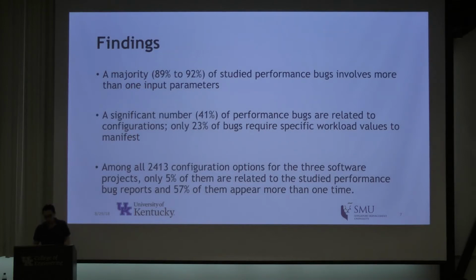So through our study, we have found that the majority of the studied performance bugs involve more than one input parameter. Roughly half of the performance bugs are related to configuration options, and only a quarter of those bugs require specific workload values to manifest. Of all the 2,000 configuration bugs, only a small portion, 5%, are relevant to performance issues. Interestingly, more than half of them appear more than just one time.